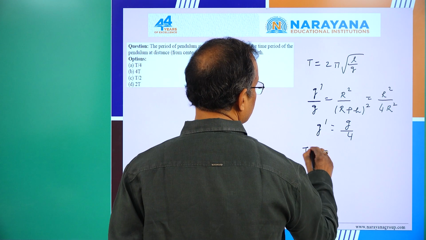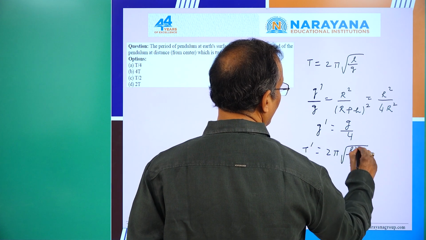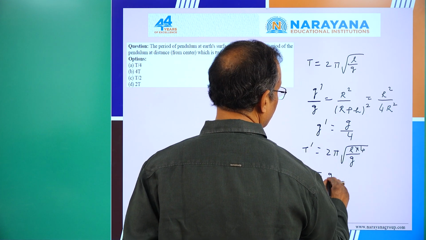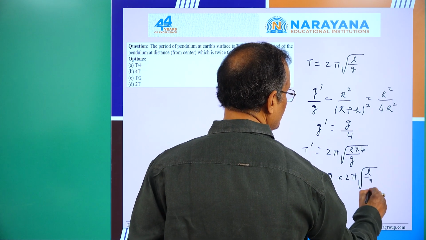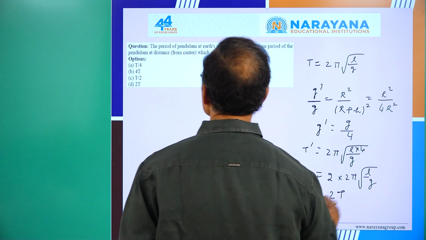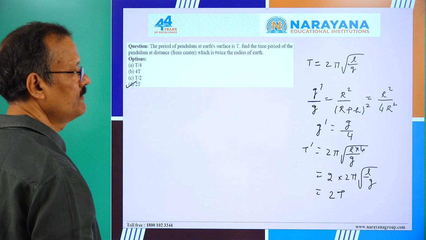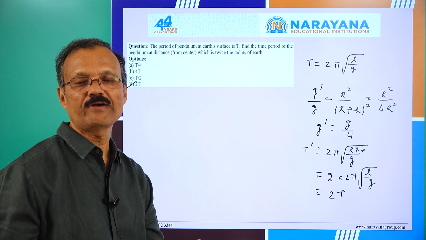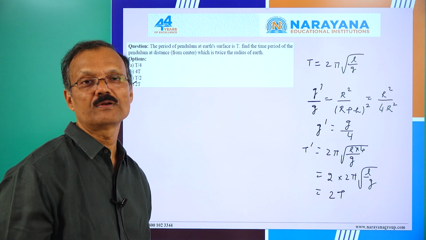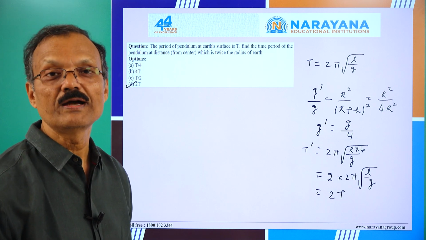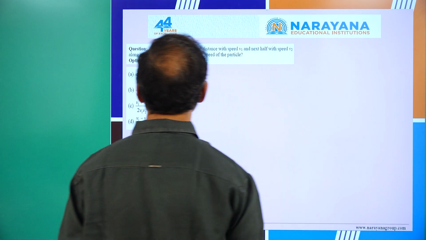So T dash is 2 pi under root L by (g by 4). 4 will come here. This will become 2 times of 2 pi root L by g. This is nothing but 2T. Please check the answer. Answer will be D. Very, very simple. Altitude effect, you have to know. Second, time period formula for simple pendulum from childhood, you know, T equal to 2 pi root L by g. Very simple. Now, let us move to next question.